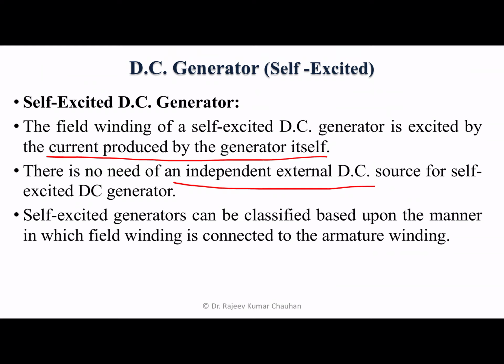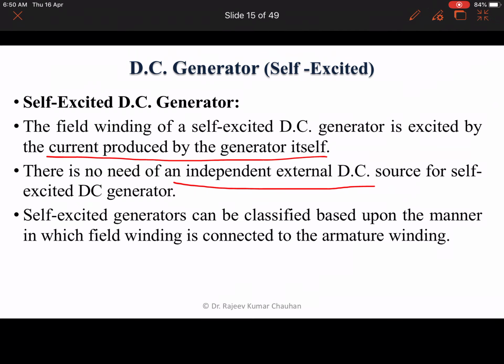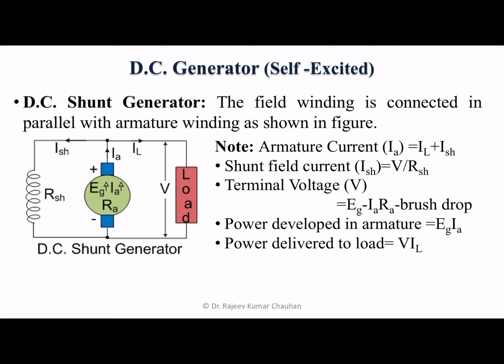Okay. In the self-excited DC generators, the field winding is excited by the generator itself. It means there is no need of an external DC source. The self-excited generators can be classified based upon the manner in which the field windings are connected to the armature windings. So, in the DC shunt generator, the field winding is connected in parallel with the armature winding as shown in the figure.